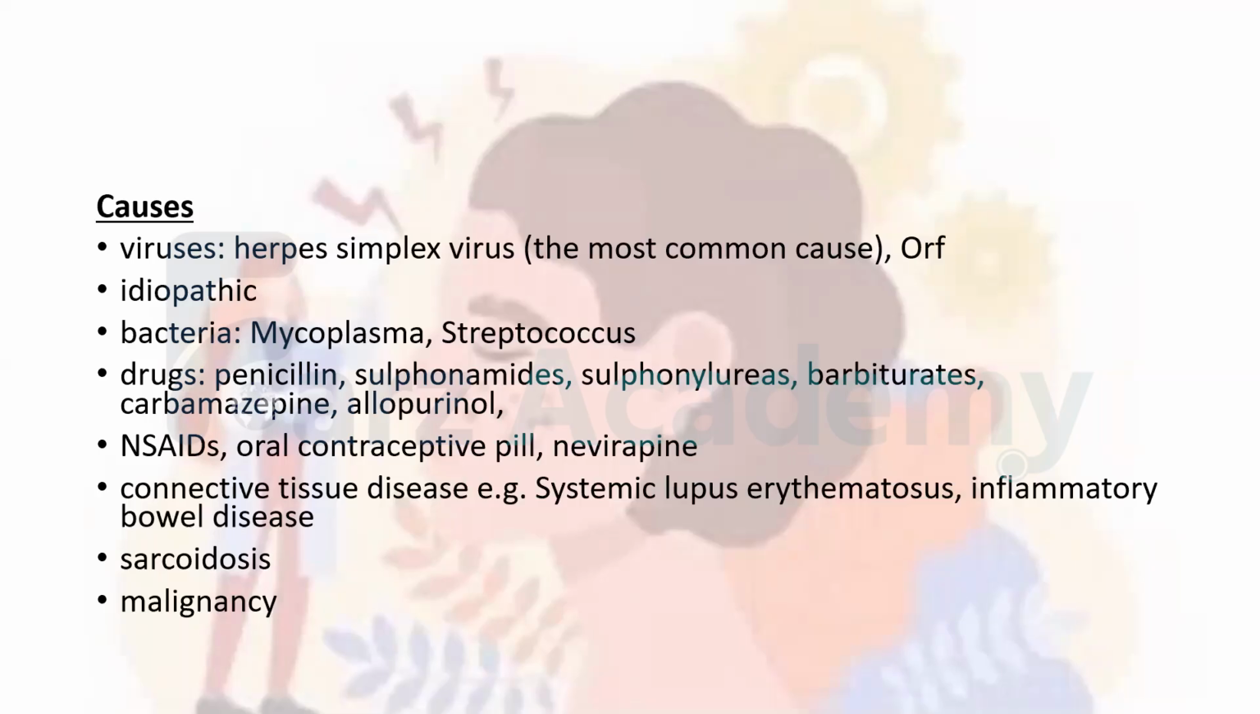Next will be sulfonamides, sulfonylureas, barbiturates, carbamazepine, and allopurinol. Okay. NSAIDs, OCPs, and nevirapine as well can cause erythema multiforme. And certain connective tissue disorders also can lead to erythema multiforme, and the most commonly seen ones are SLE and IBD. And sarcoidosis is also a very common cause of erythema multiforme, and the last one being malignancy.